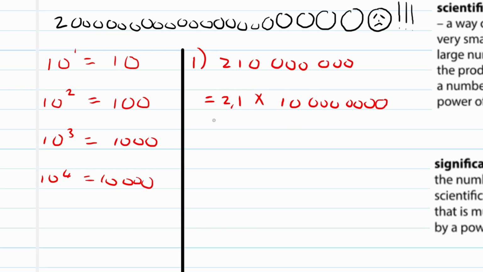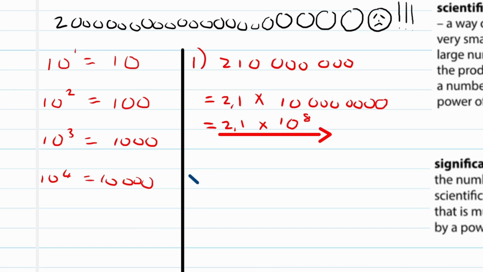Now this 100 million can be rewritten as an exponent with a base of 10. Just like you can see here, 1 zero is to the power of 1, 2 zeros to the power of 2. So 8 zeros is 10 to the power of 8. And this is how we'll write a big number in scientific notation. 2.1 times 10 to the power of 8 is the same as 210 million. Now let's look at example 2.